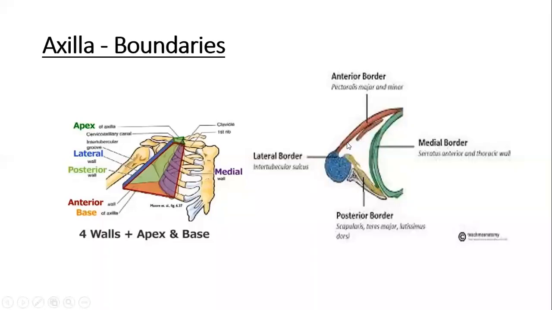The anterior wall of the axilla is formed by the muscles forming the anterior axillary fold, that is pectoralis major and minor. The posterior wall is formed by the muscles participating to form the posterior axillary fold, and those include, from anterior to posterior, subscapularis, teres major, and down below latissimus dorsi.